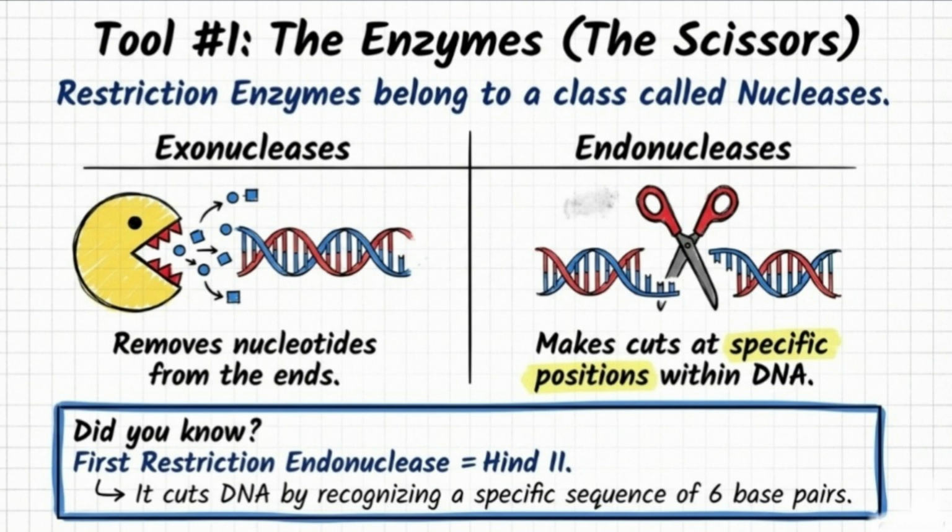Next topic is the enzymes, the scissors. Restriction enzymes belong to a class of enzymes called nucleases. There are two types of nucleases. First, exonucleases. Exonucleases remove nucleotides from the ends of DNA. Second, endonucleases. Endonucleases make cuts at specific positions within the DNA molecule. Did you know? The first restriction endonuclease discovered was HindII. It cuts DNA by recognizing a specific sequence of 6 base pairs.